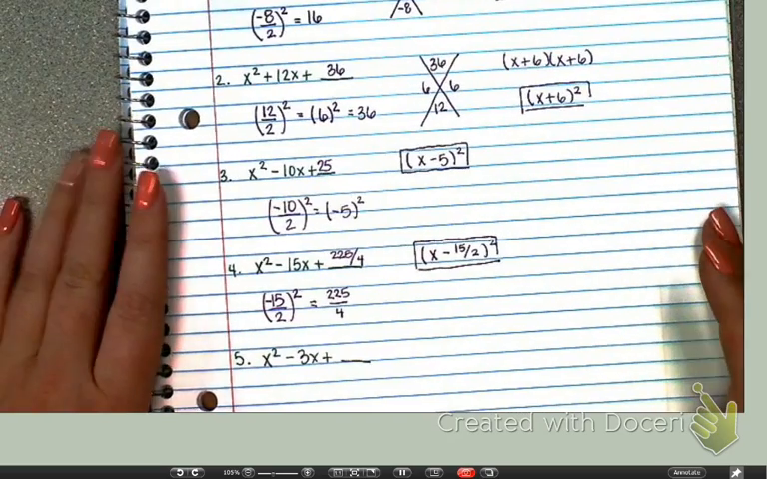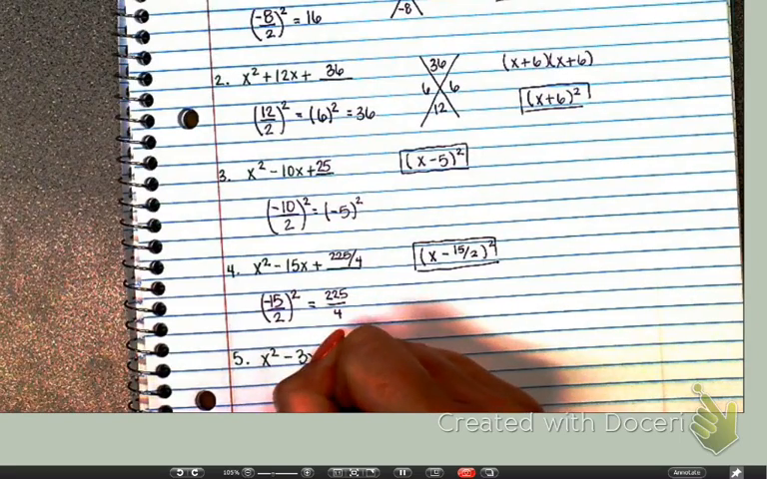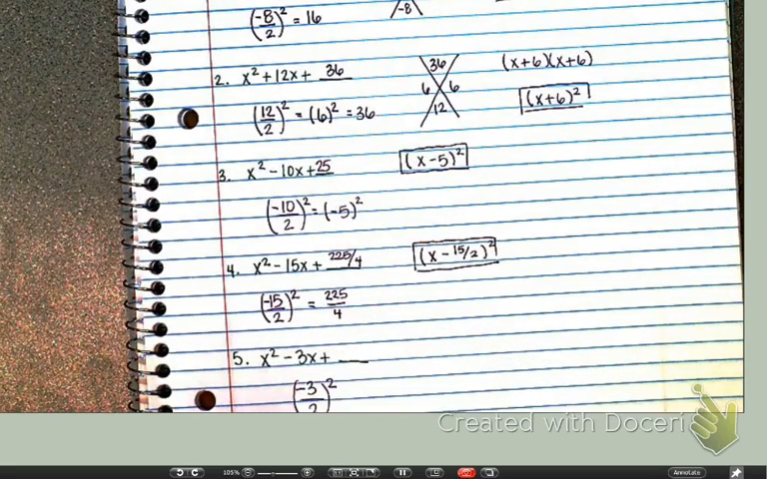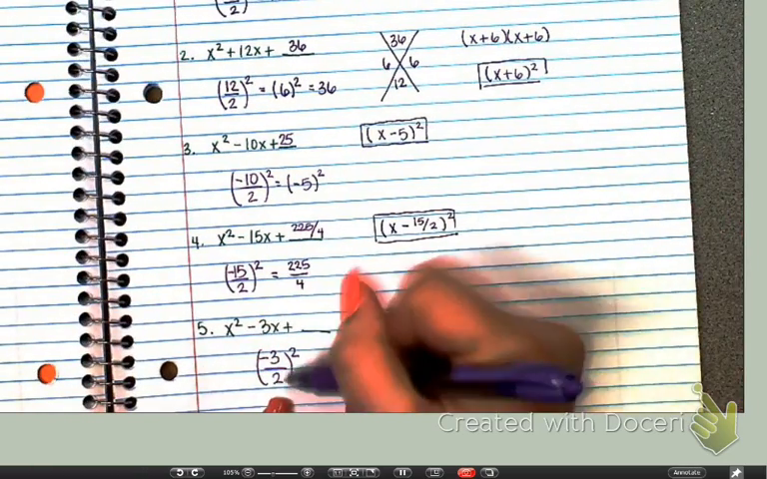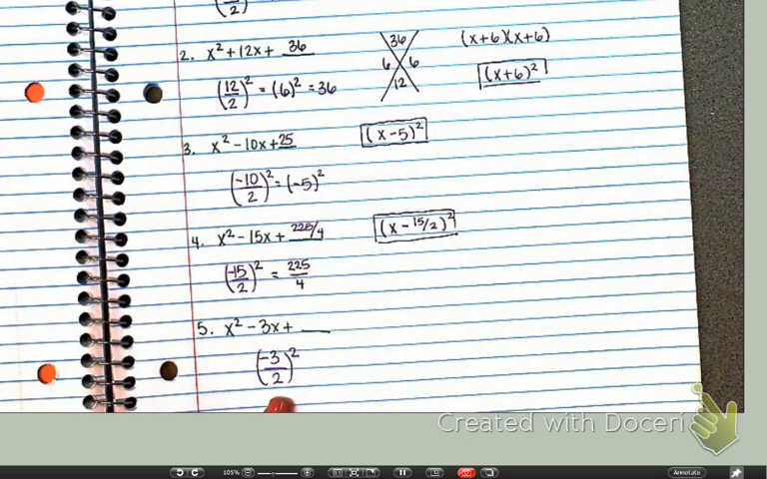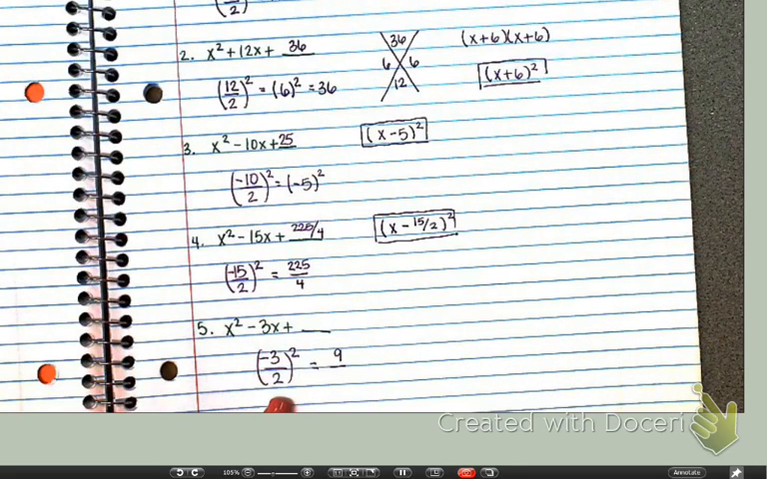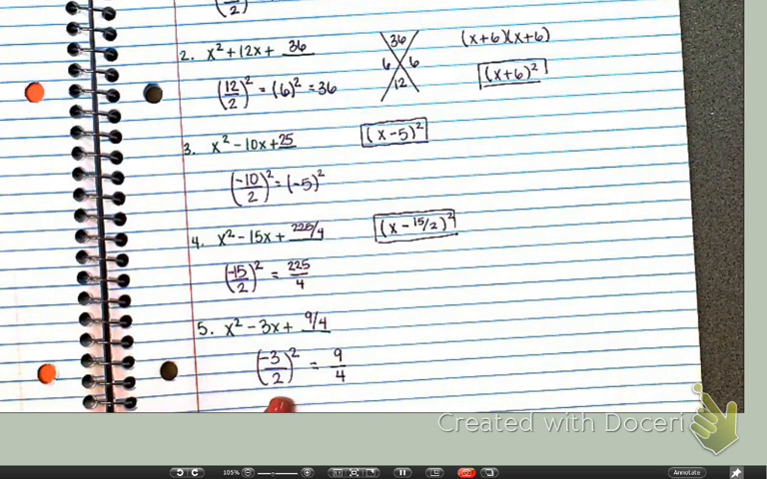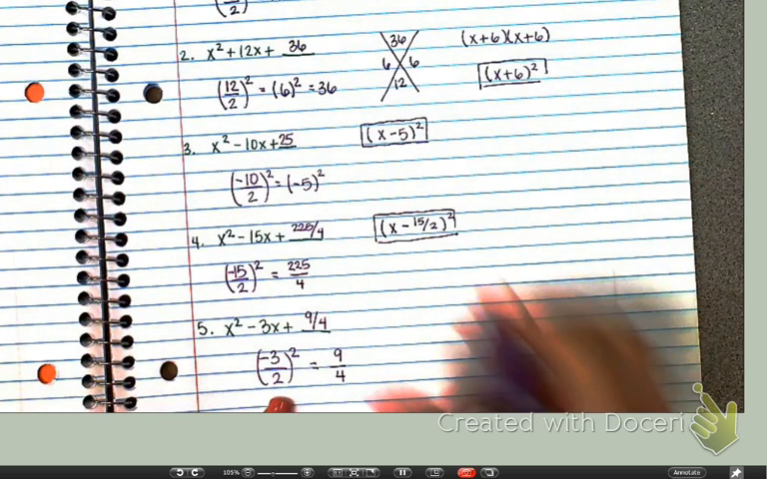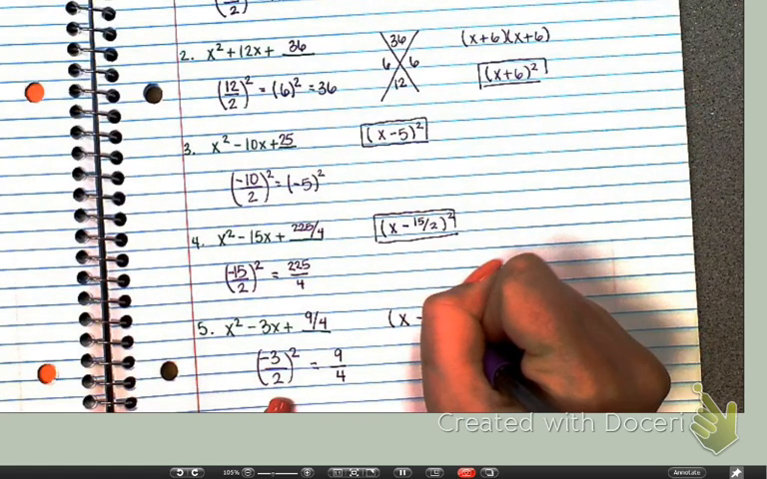Okay, are we ready to see? So my b term is negative 3 divided by 2 squared. Can I reduce that fraction at all? No, but I can simplify it. Negative 3 squared is 9. 2 squared is 4, so that's what goes in my blank. Factored form is x minus 3/2 squared.